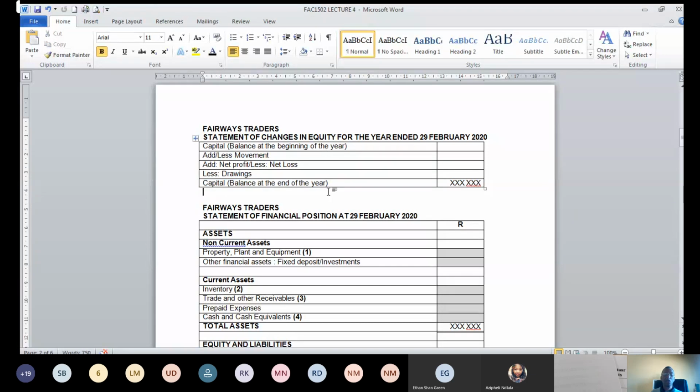and your answer is then called the capital balance at the end of the year. So to summarize, in your statement of changes in equity, we are focusing on capital. We want to know what is the opening balance of capital, whether there's been any additions to capital, whether the business has made a profit, and if we made a profit, it will increase your capital. If we made a loss, it will decrease your capital. Subtract your drawings, because the drawings will decrease the capital. It will decrease your equity. And your final answer is then called your capital balance at the end of the year.